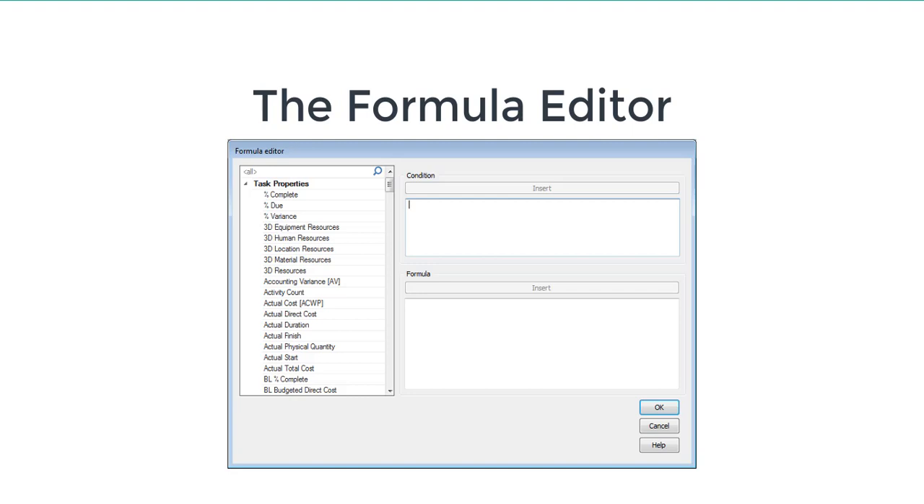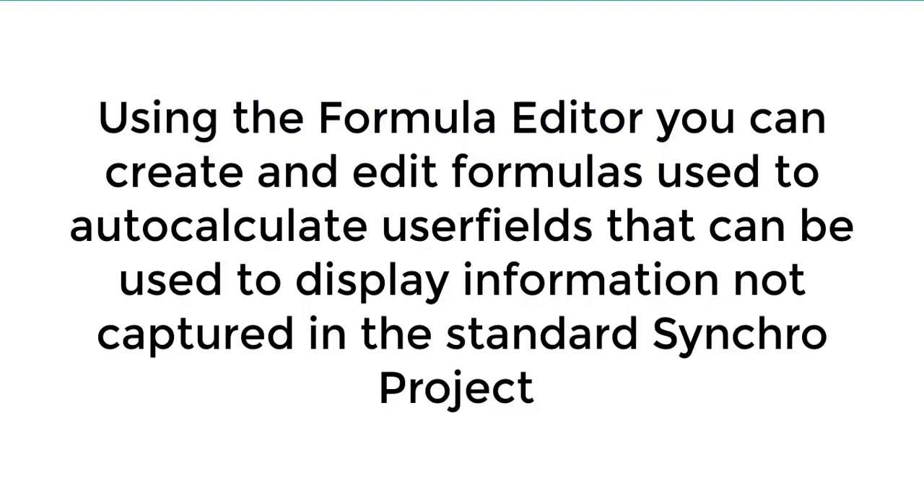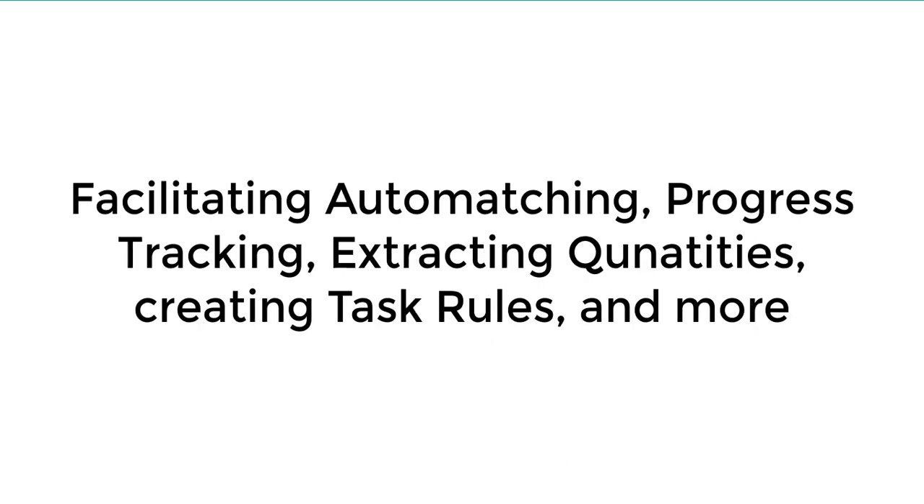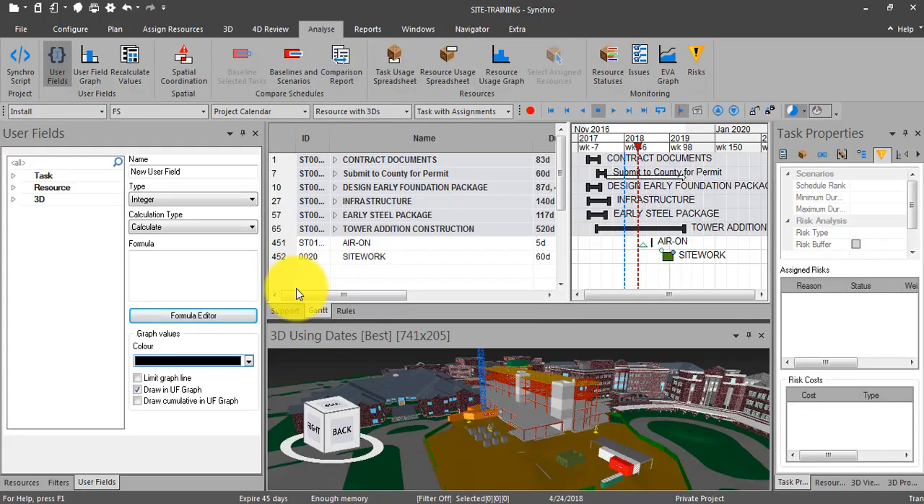So, let's begin. The formula editor helps create and edit formulas that will be used to auto-calculate user field values in order to display information that is not captured in the standard Synchro project. This information can then be used for a number of reasons, including facilitating auto-matching, progress tracking, task creation, and cost tracking. To begin, let's create a new calculated task user field and open the formula editor.